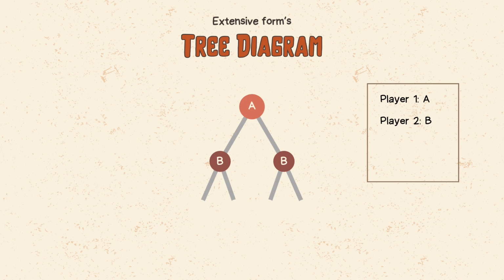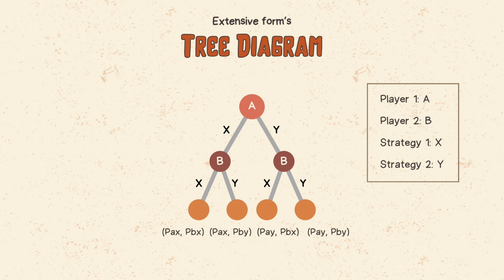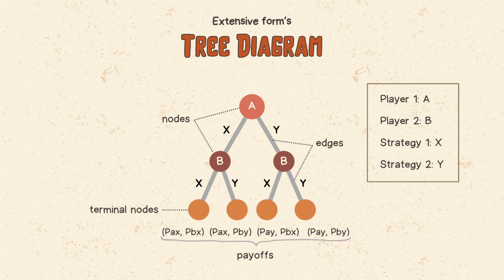In game theory, extensive form diagrams are used to represent sequential games. Let's consider a simple example involving two players, player A and player B. In this simple example, both players A and B have the same set of strategies X and Y, so the tree diagram looks like this, where the players are each represented as a node and the strategies as the edges. The final payoffs are represented with the terminal nodes.